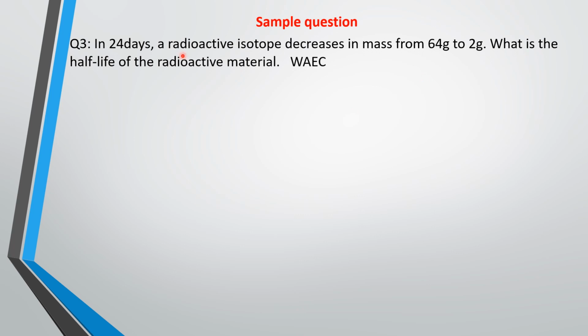All right, so this is another question. In 24 days, a radioactive isotope decreases in mass from 64 grams to 2 grams. What is the half-life of the radioactive material? In this particular one, you are not given the half-life; you are asked to find it. You know that a substance decays in stages, at every half-life, until it gets to 2 grams, and we are told that the time of decay is 24 days.